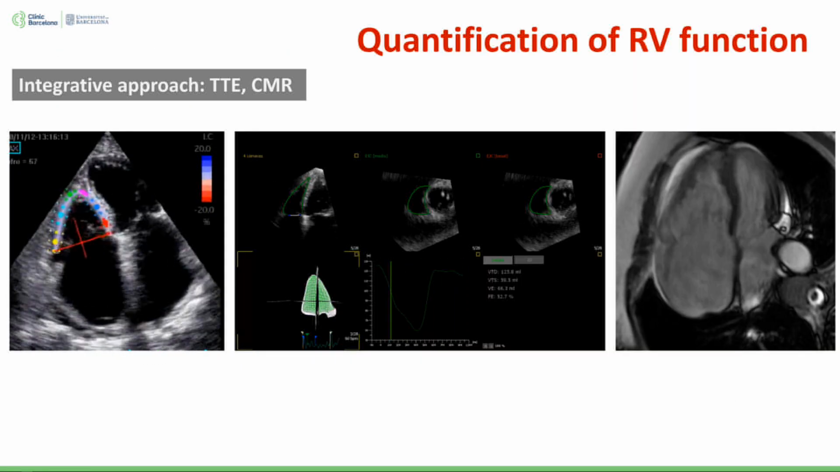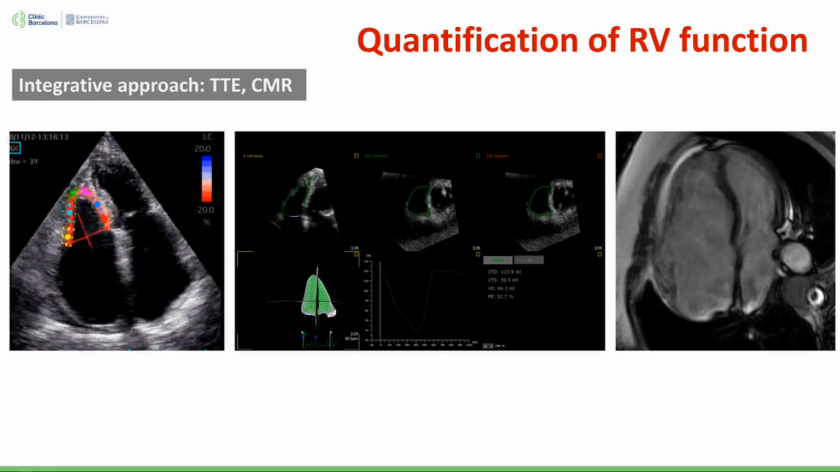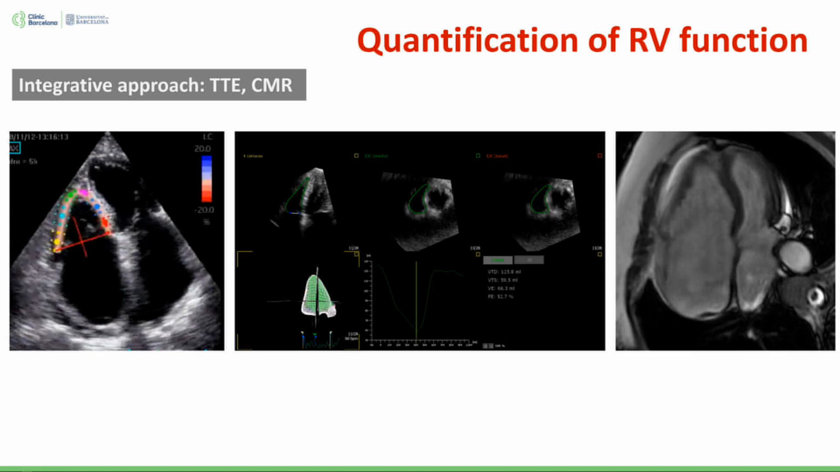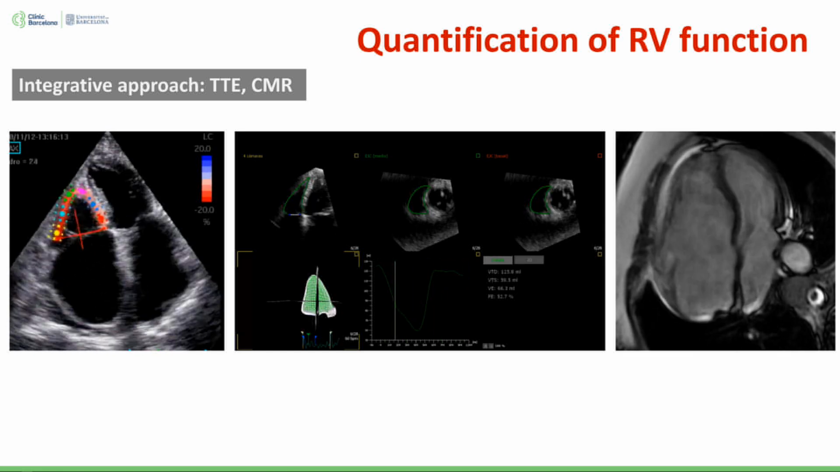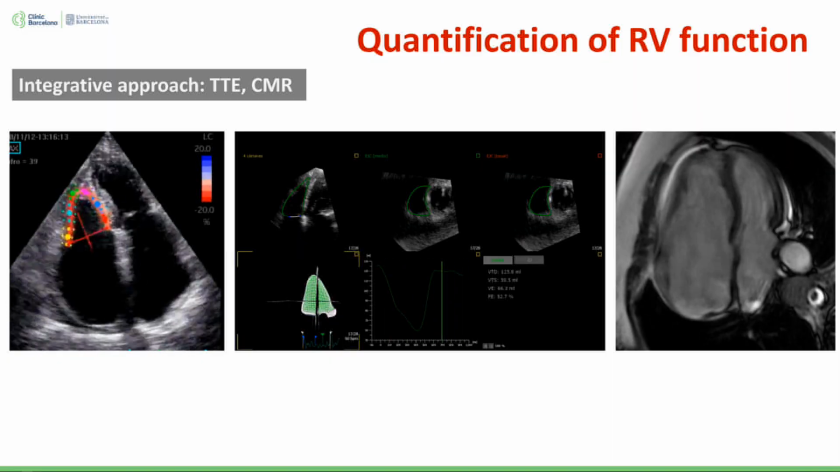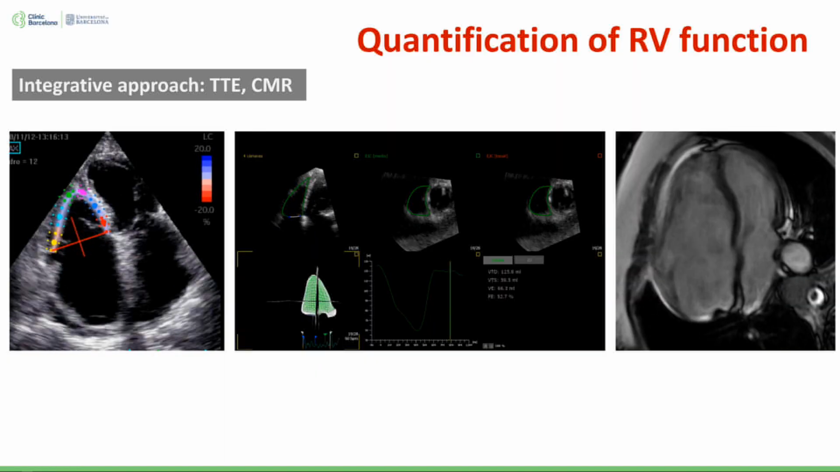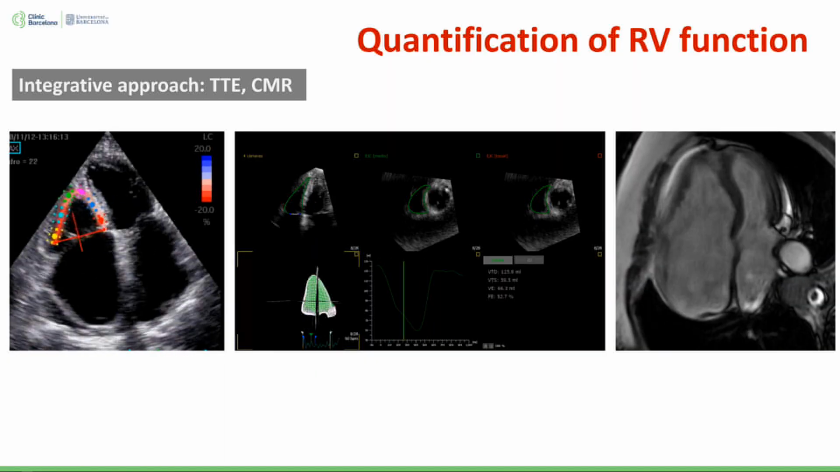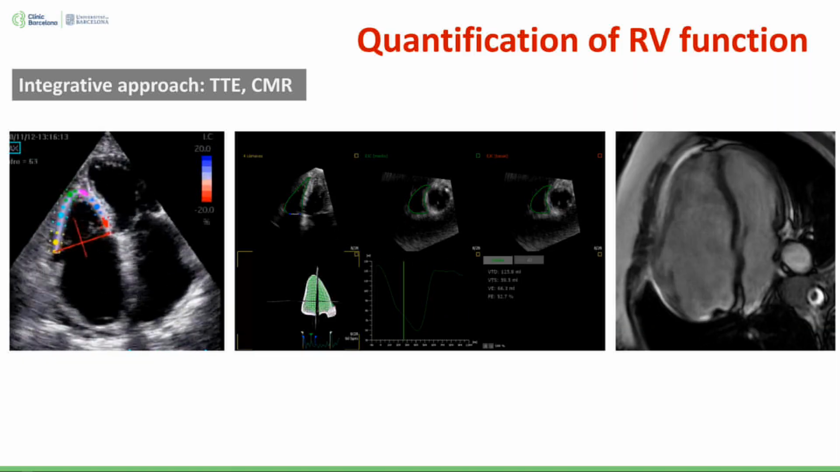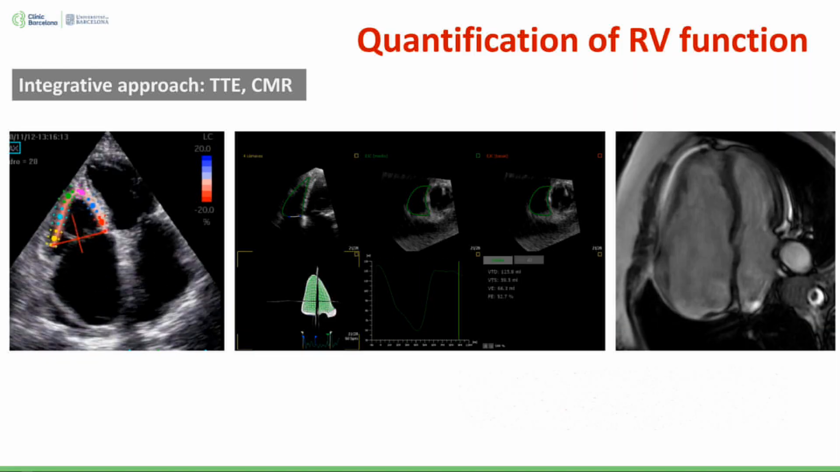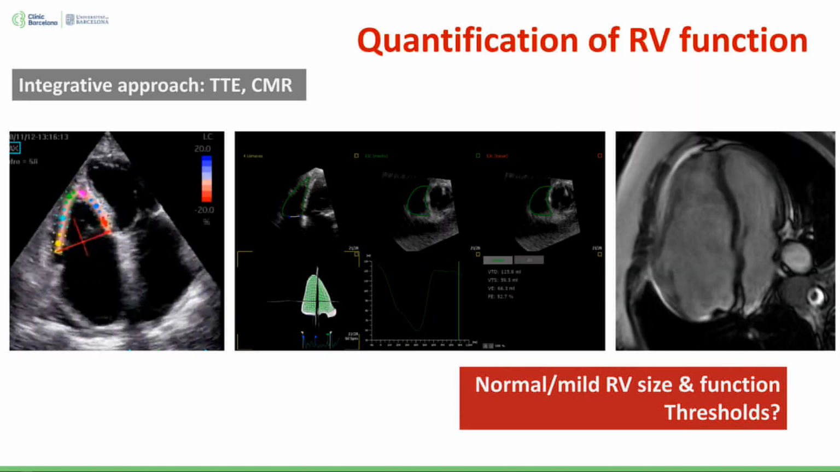The third aspect is the quantification of right ventricular function. And again, here we have an integrative approach. We have 3D echocardiography, we have strain echocardiography, but we also have other imaging techniques, mainly cardiac magnetic resonance, which is our gold standard. If there is a gold standard, this is the role of magnetic resonance in measuring right ventricular volumes and ejection fraction.